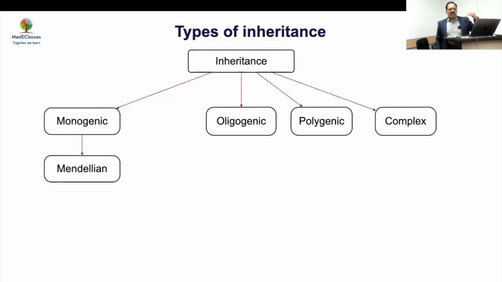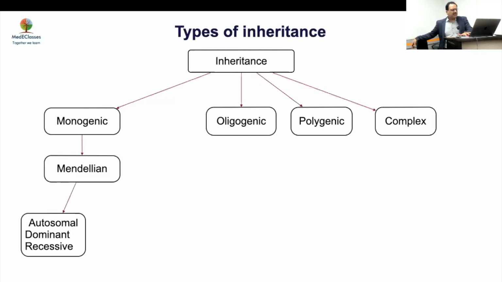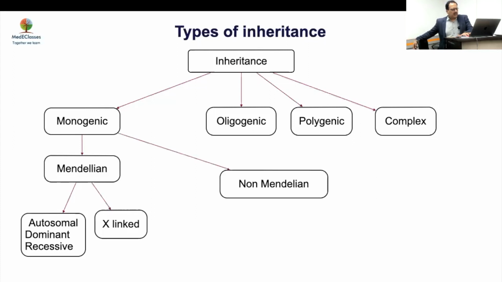So when you talk about Mendelian, it means it's a rare disease. If you have the gene, you will have a disease. If you don't have the gene, you don't have a disease. This is simple Mendelian. And this can then be dominant, recessive, X-linked, Y-linked. We'll talk about that later on.